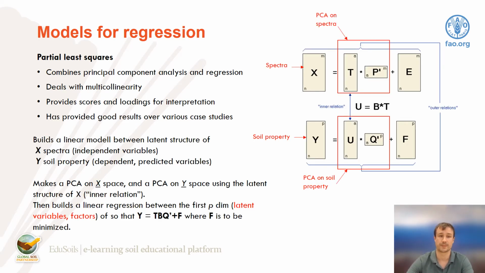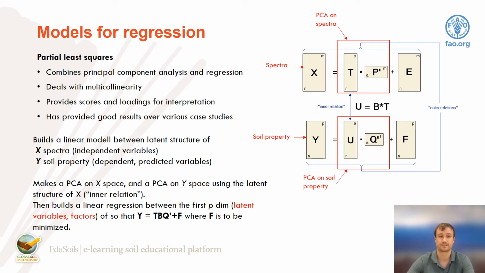So how does it work? In partial least squares, we simply build a linear model between the latent structure of the spectra and the latent structure of the soil property, for example the clay content. This means that we make a principal component analysis on the spectra data matrix, called X in our case, and then we also make a principal component analysis on the soil property, but this time making use of the latent structure of the spectral data.